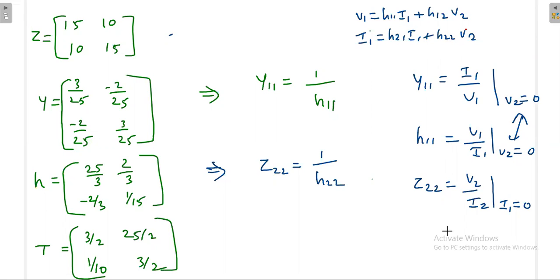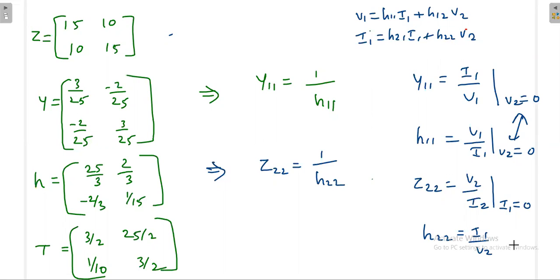What about H22? I think H22 we are getting different things. I think we cannot compare those two. Okay, we'll come to that. Okay, we'll see what is there. Okay, so H22 is equal to I1 divided by V2.